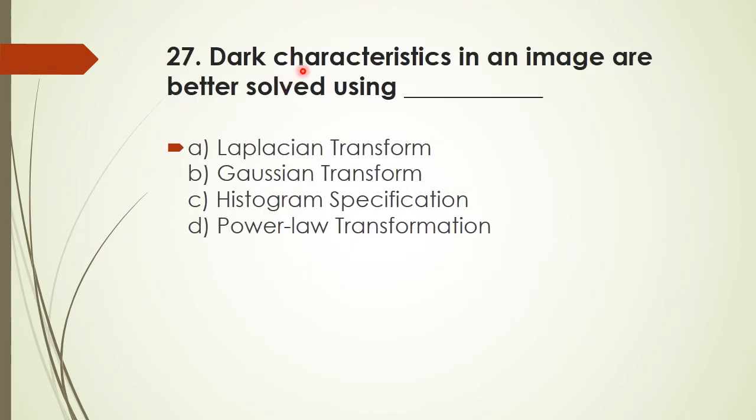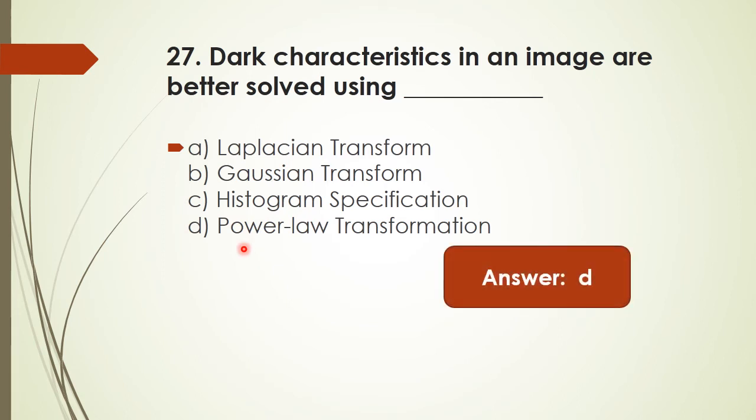Next question. Dark characteristics in an image are better solved using dash. Option A, Laplacian transform. Option B, Gaussian transform. Option C, histogram specification. Option D, power law transformation. The correct answer is power law transformation. So the dark characteristics in an image can be better solved using power law transformation.